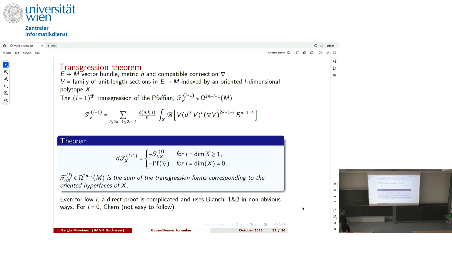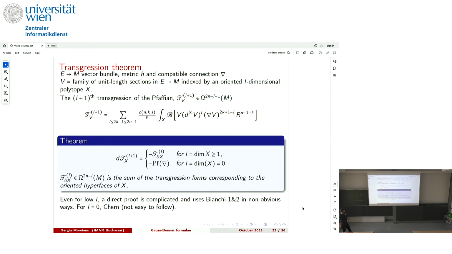And the theorem is that each transgression is a primitive for the transgression of the sum of the transgressions on the boundary of the polytope. So you have a polytope of dimension L. It has many boundaries of codimension 1. You sum the transgressions on each boundary component, and the result is exact, and the primitive is given by the one higher transgression. Okay, and finally, the first one is a primitive for the Pfaffian when you have one section.